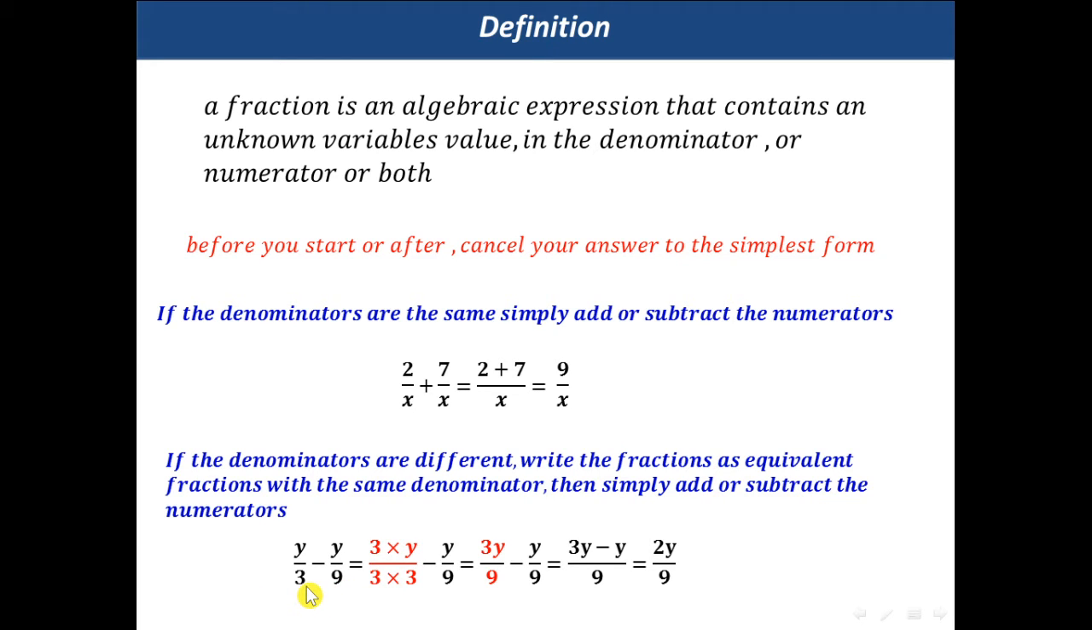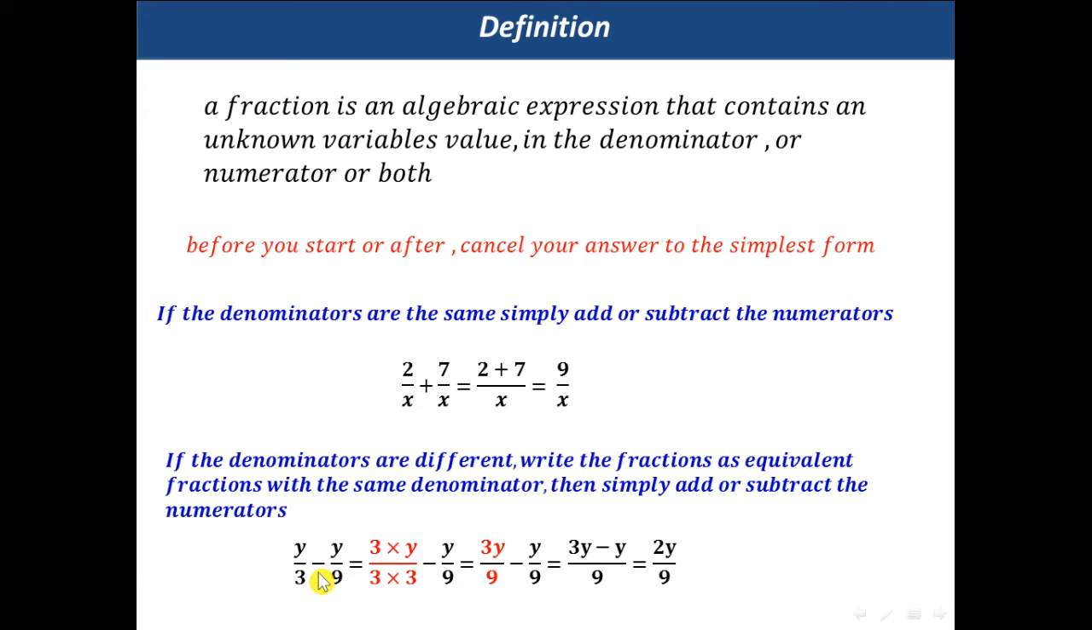For the 3: 3 times 1 equals 3, 3 times 2 equals 6, 3 times 3 equals 9. So 9 is the third one in the series of multiples of 3, and for the 9 you don't have to find the multiple because it is already 9. So you have to know how to find the common multiple between two numbers. You simply multiply a number by 1, 2, 3, 4, 5, 6 until you find which one is common between these two numbers.